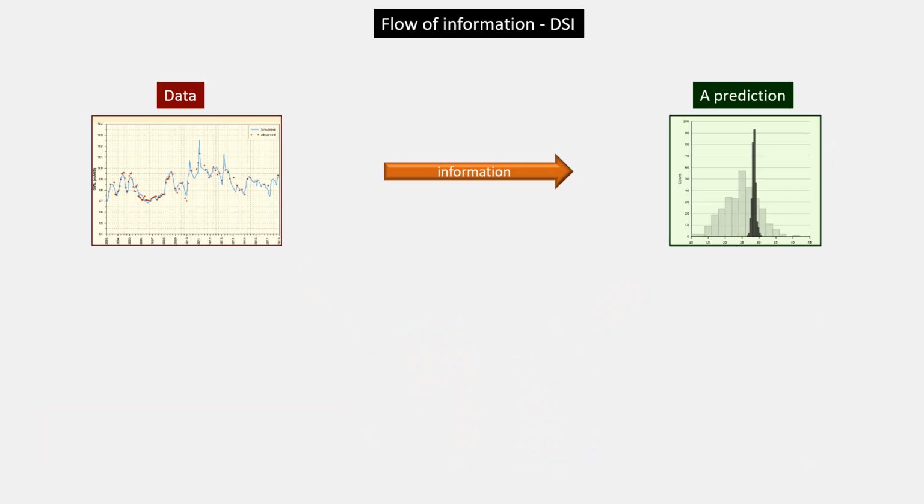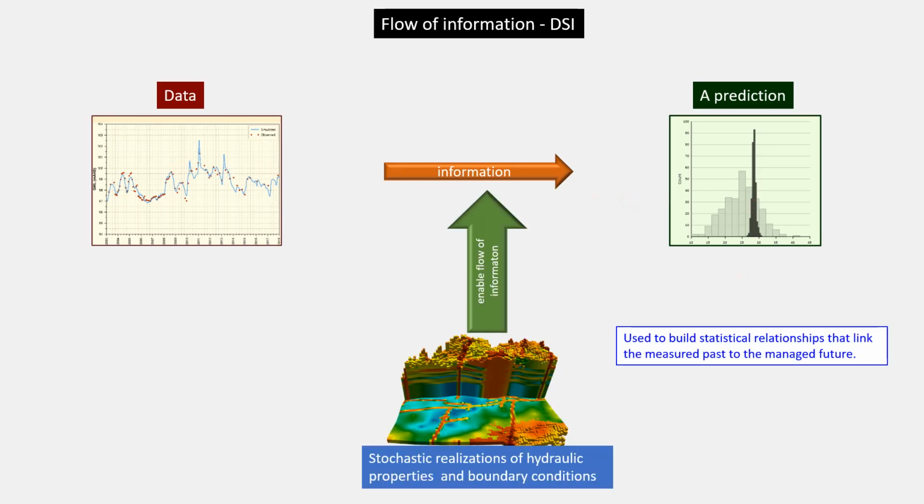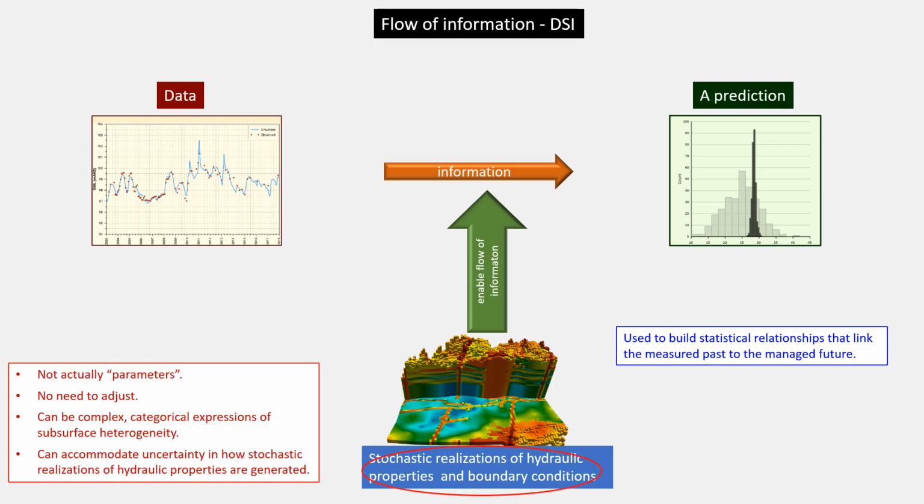With data space inversion, the intention is to make the path from the past to the future a little bit more direct, so information can flow from data to predictions. It's enabled by a model, so the complex model still has an important role to play here, but information does not pass through parameters because this complex model may not actually have adjustable things called parameters. It may represent the fact that we don't know exactly what's under the subsurface.